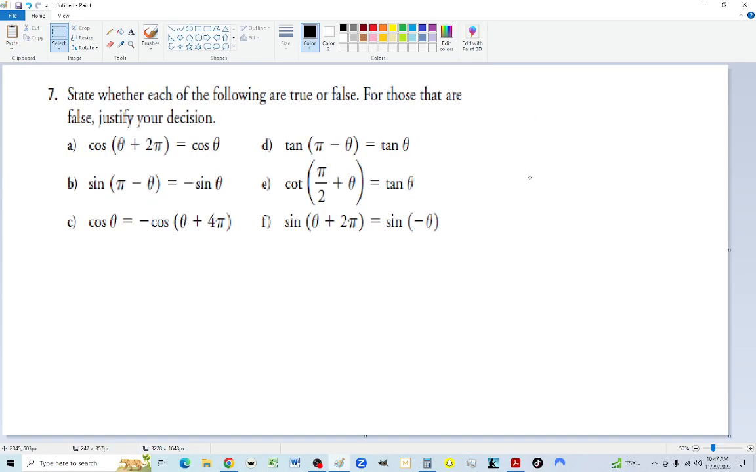Okay, state whether each of the following is true or false. If I go around an extra 2 pi, will I end up in the same spot? Of course I will. If I take 45 and add 2 pi, I'm going to end up back where 45 was. Automatically true. Will the sine of 90 or 180 degrees minus my angle be equal to the negative?